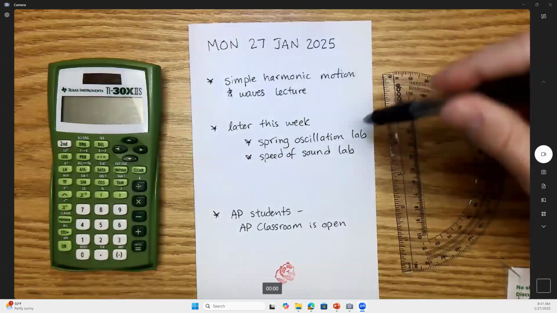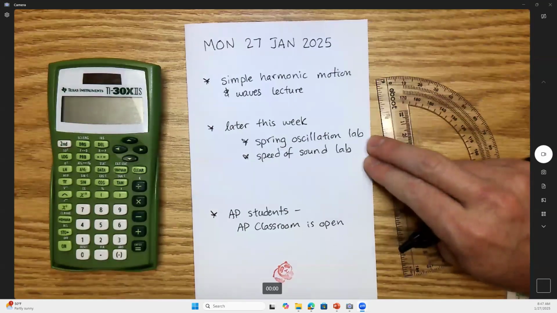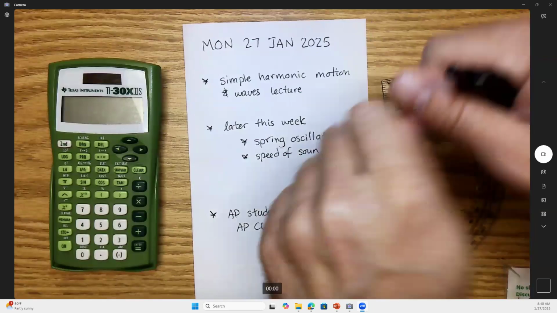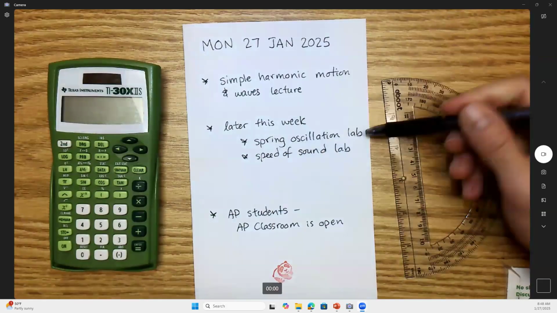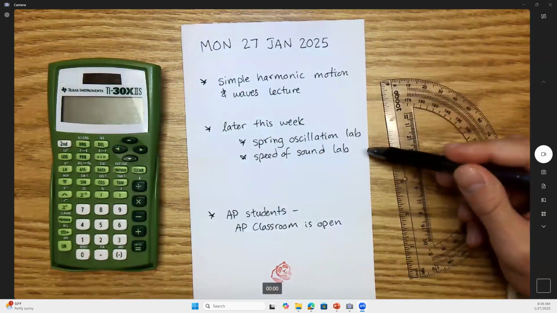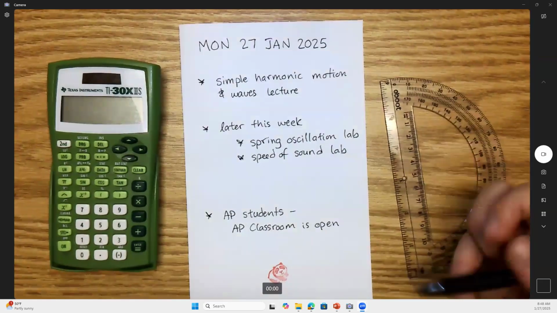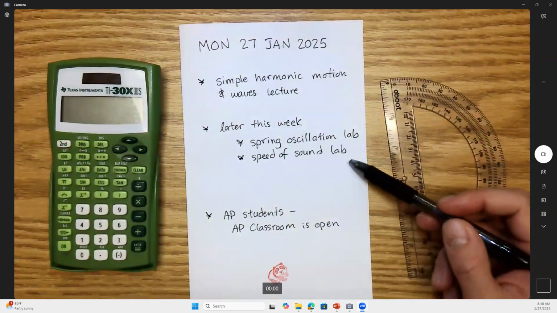I do have at least a couple of labs signed up this week. There's going to be spring oscillation. So what if you put a mass on a spring and have it oscillate? You guys see the animation version of that, right? And then there's the lab where, using tuning forks and a ruler, you can determine the speed of sound. Usually works out pretty good too, right?